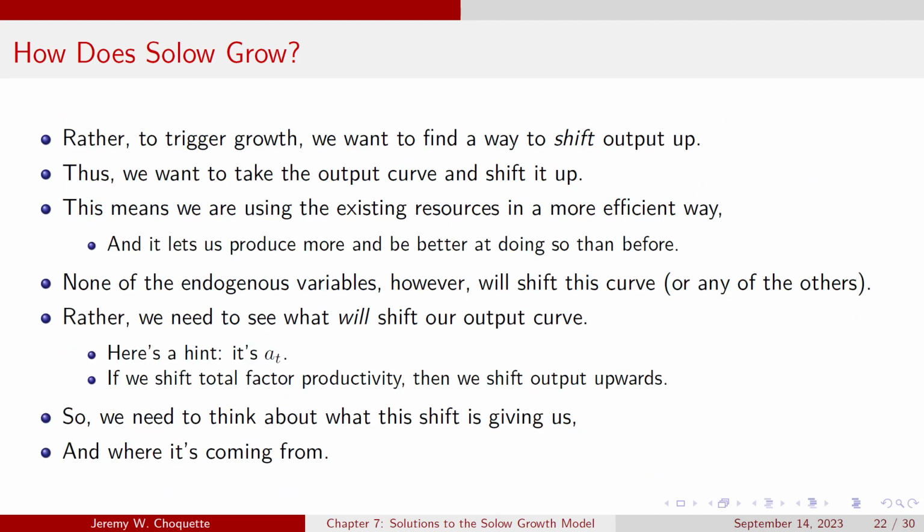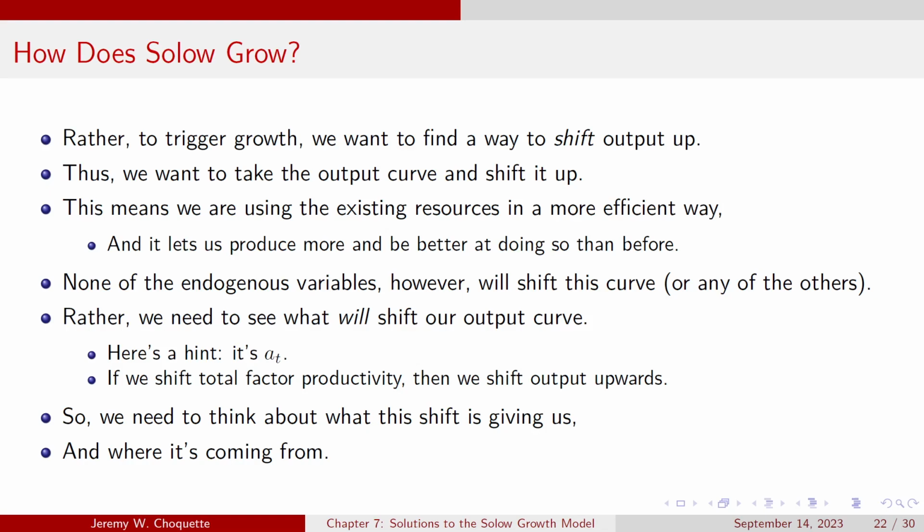So to trigger growth, we want to shift output up. We want to make the output curve shift, which means essentially we're using the existing resources in a much more efficient way. And it lets us produce more, and it lets us be better at producing more than before. Right? None of the endogenous variables will be shifting the output curve, or really any of the others. So instead, we need to see what will shift output. And I'm going to give you a hint here. It's A_t. If I shift total factor productivity, then I shift output up.